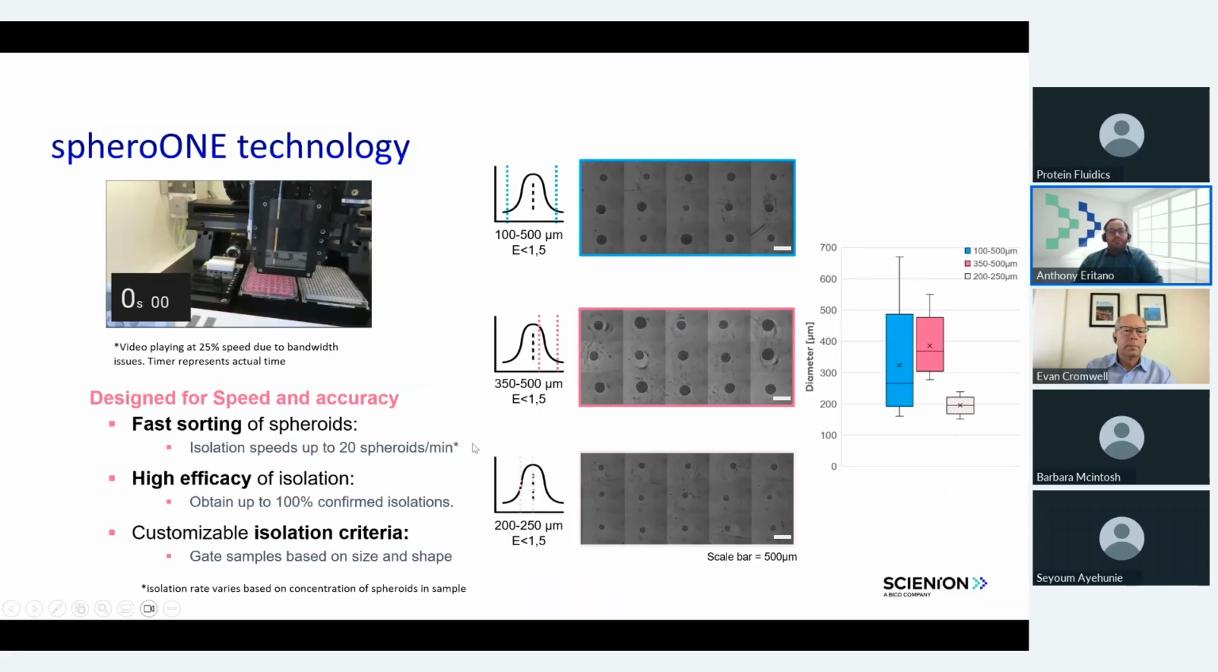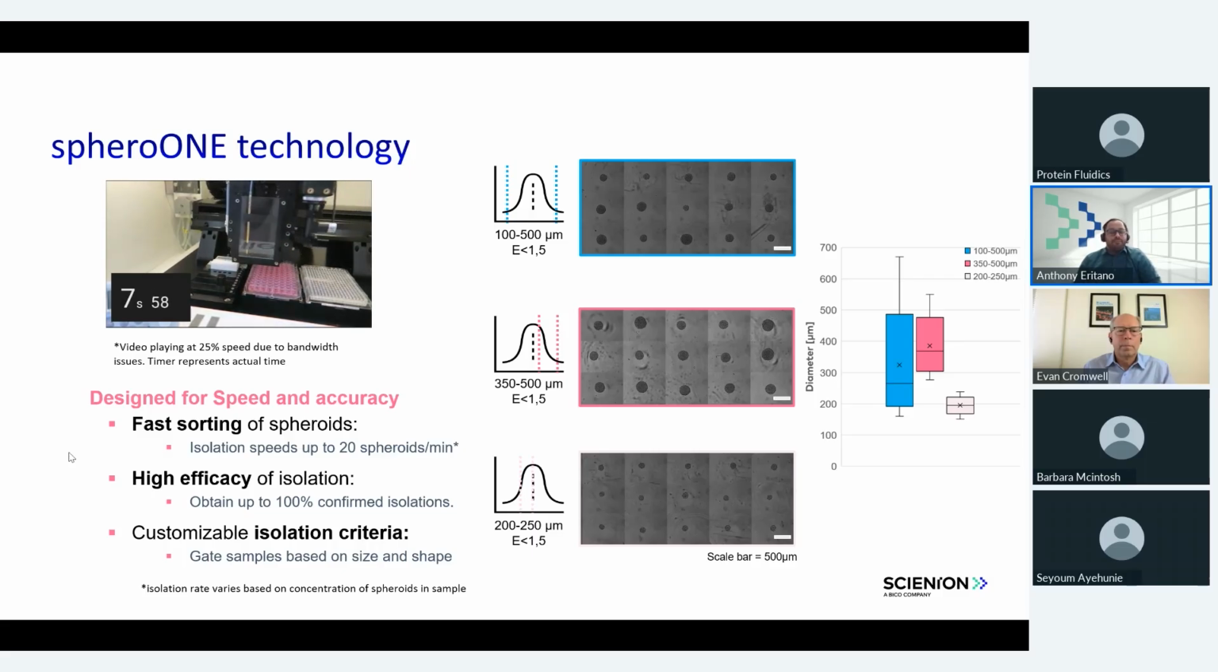So this is the spheroONE in action. I want to state that this video looks slow because it's going at a quarter speed because of bandwidth issues. But just know that that clock actually represents the time it takes. And as we can see, if we imagine this going 4 times faster, the spheroONE has a fast sorting time. So we can get the machine to isolate 20 spheroids a minute.